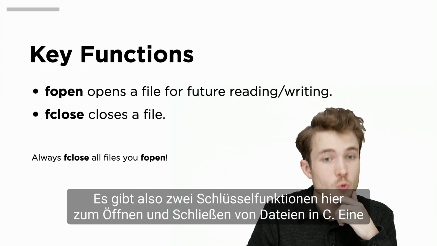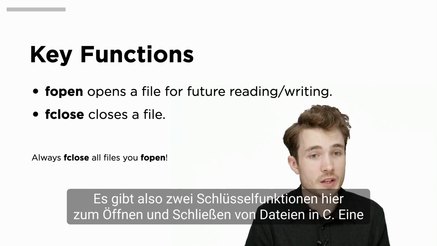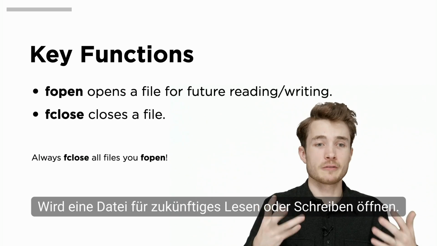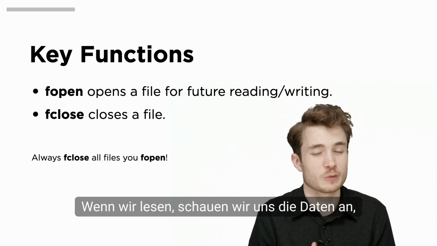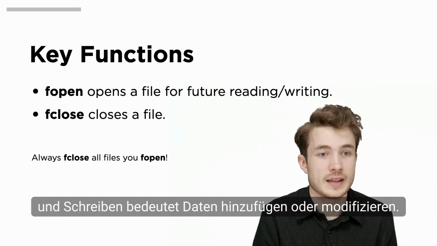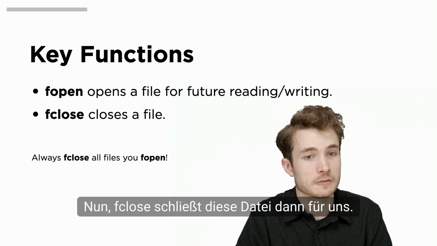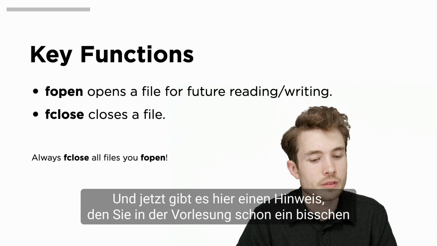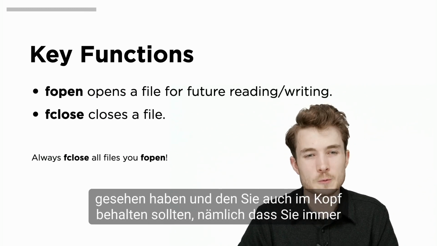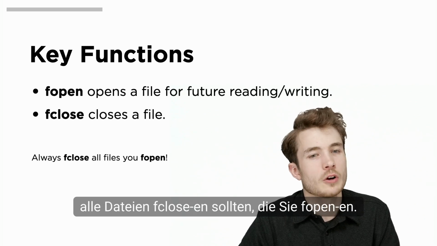So there are two key functions here for opening and closing files in C. One is called fopen, which stands for file open, going to open up a file for future reading or writing, where reading is kind of looking at the data, and writing is like adding data or modifying data. Now fclose goes ahead and closes that file for us. And now there's a bit of a hint here, as I saw in lecture, and one you should keep in mind as well, which is you should always fclose all files you fopen.